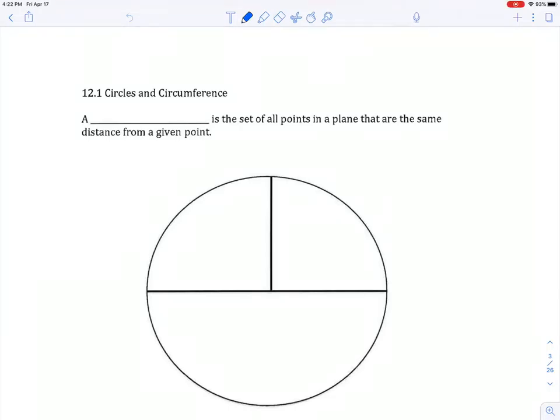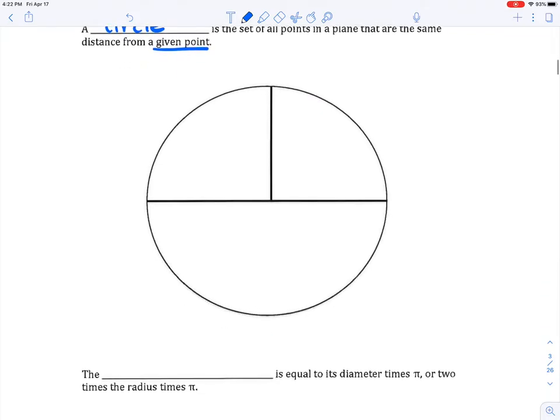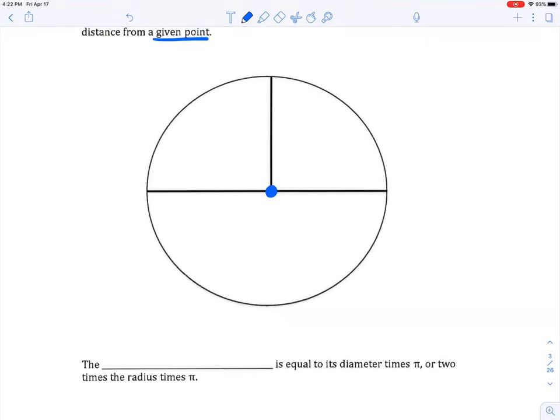Welcome to Chapter 12, Section 1, Circles and Circumference. A circle is the set of all points in a plane that are the same distance from the given point. So we call that given point here the center.